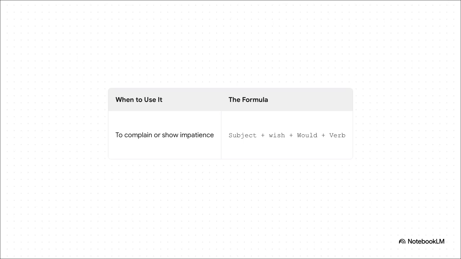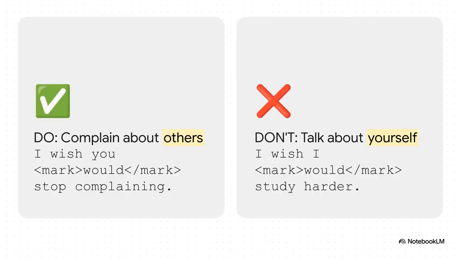This is your go-to structure whenever you're complaining and you want to show you're frustrated with something someone else is doing. And this leads us to the absolute golden rule for this structure. It's a super important one, so listen up. You use this to complain about other people. So, I wish you would stop complaining.